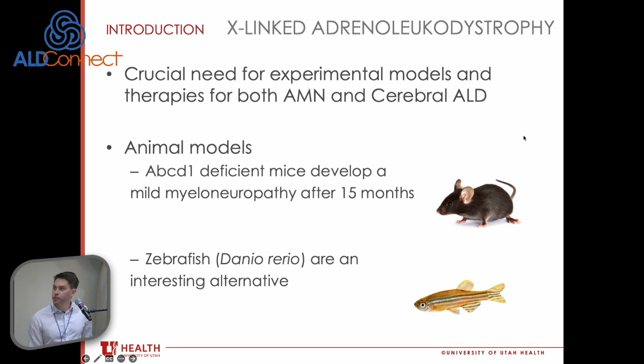So there is a crucial need for experimental models, with all these questions remaining, and obviously also to lead to efficient therapies for both adrenomyeloneuropathy and cerebral ALD. As some of you know, there are currently limitations with animal models, as for example the ABCD1-deficient mice only develop a mild phenotype starting at a very advanced age, after about 15 months. And so that's why we think zebrafish can be an interesting alternative here.